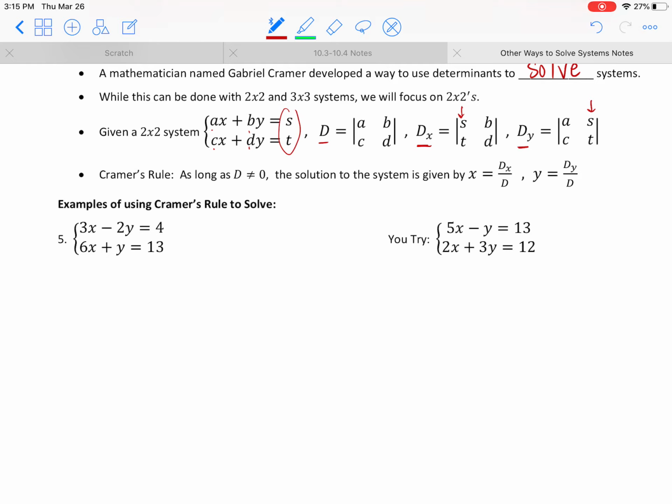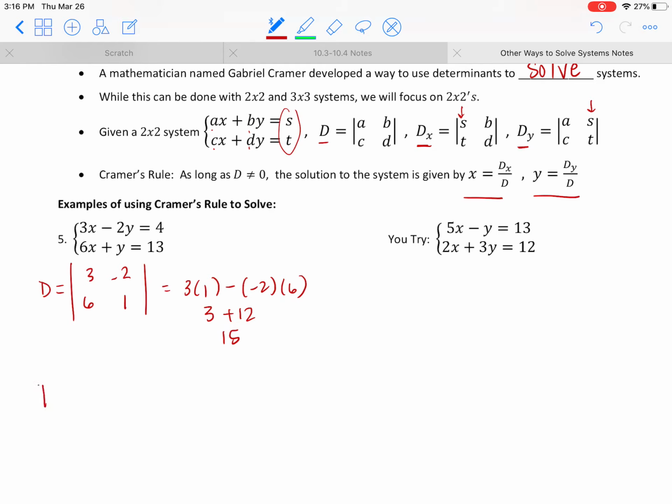So we want to make sure our determinant isn't equal to 0. So the determinant of the 3, 6, negative 2, and 1 is going to be 3 times 1 minus negative 2 times 6. So 3 times 1 is 3. Negative 2 times 6 is negative 12, but if we subtract a negative 12, we're going to add the 12, so we get 15. So our determinant is 15.